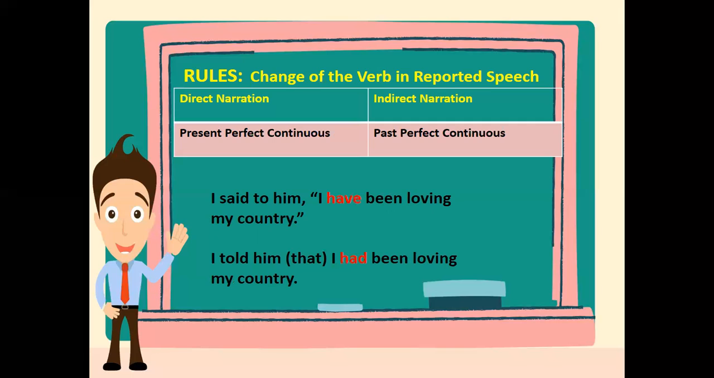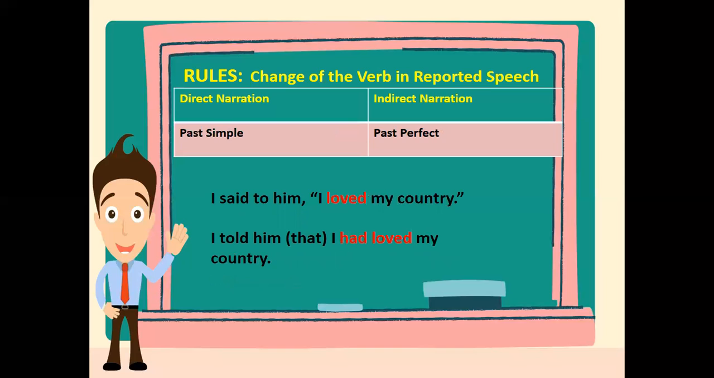I said to him, "I have been loving my country." So have been or has been plus present participle will be changed into had been plus present participle form. So I told him that I had been loving my country. So have been or has been will be changed into had been. And after that, the verb will be same. Now we come to the past tense. Past simple is changed into past perfect.